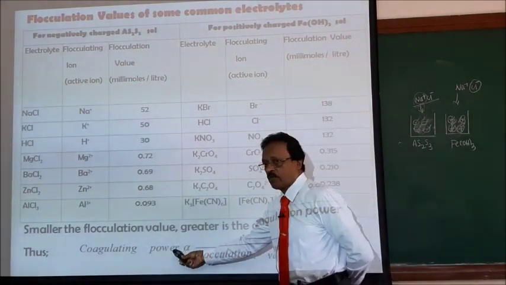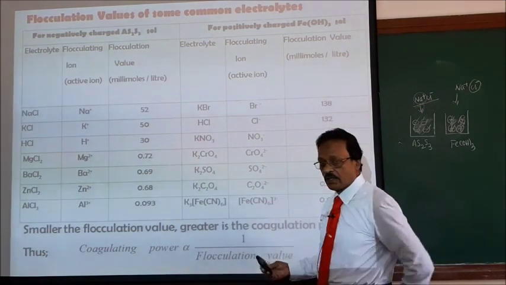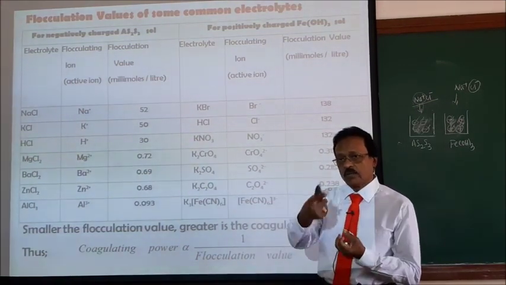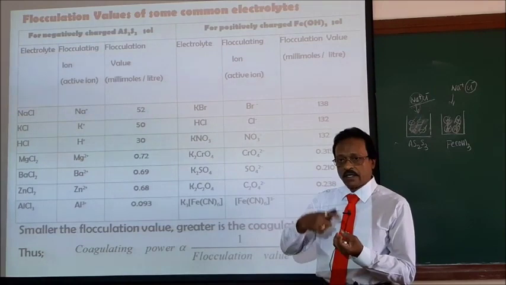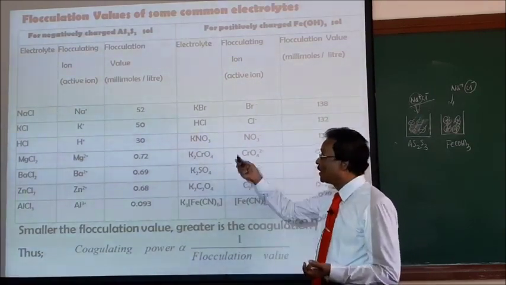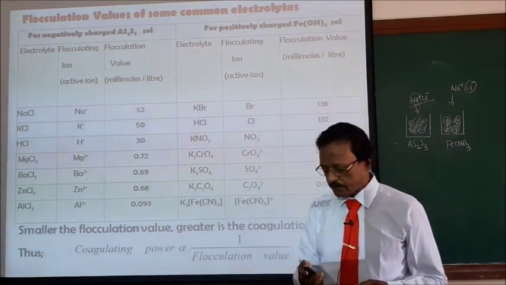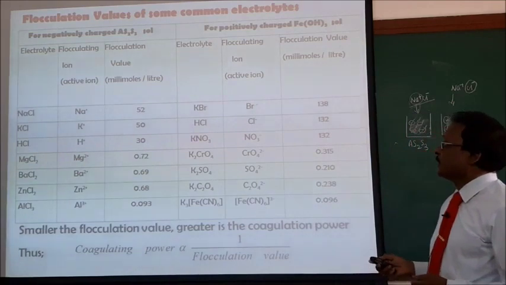If you want to express the coagulating power, use inversely proportional to flocculation value. The lesser the flocculation value, the more the power of coagulation. Or the higher the flocculation value, the lesser the power of coagulation. If you can relate it inversely, you can choose the right answer in the examination. Okay?